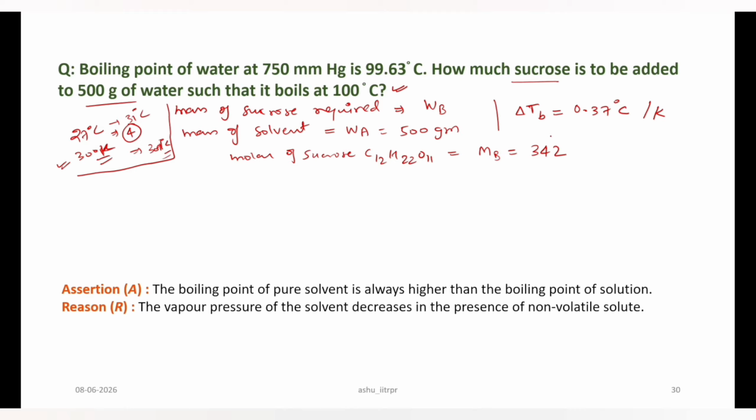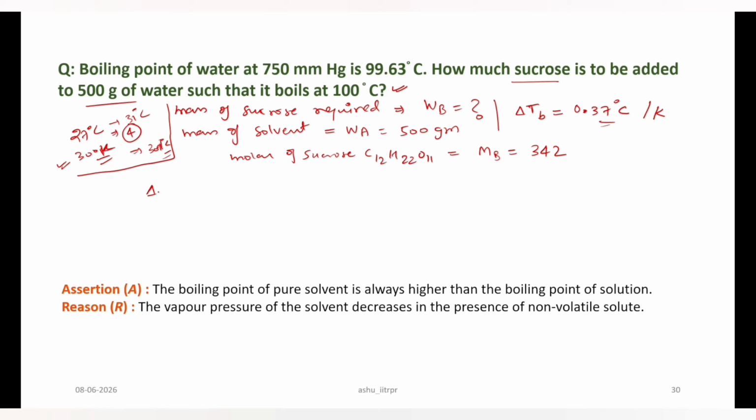So MB we have calculated, 342. Just put these values. delta TB is also 0.37 degrees Celsius or Kelvin. So just put these values, and what do we have to calculate? We have to calculate WB. This is the aim, or this is required.